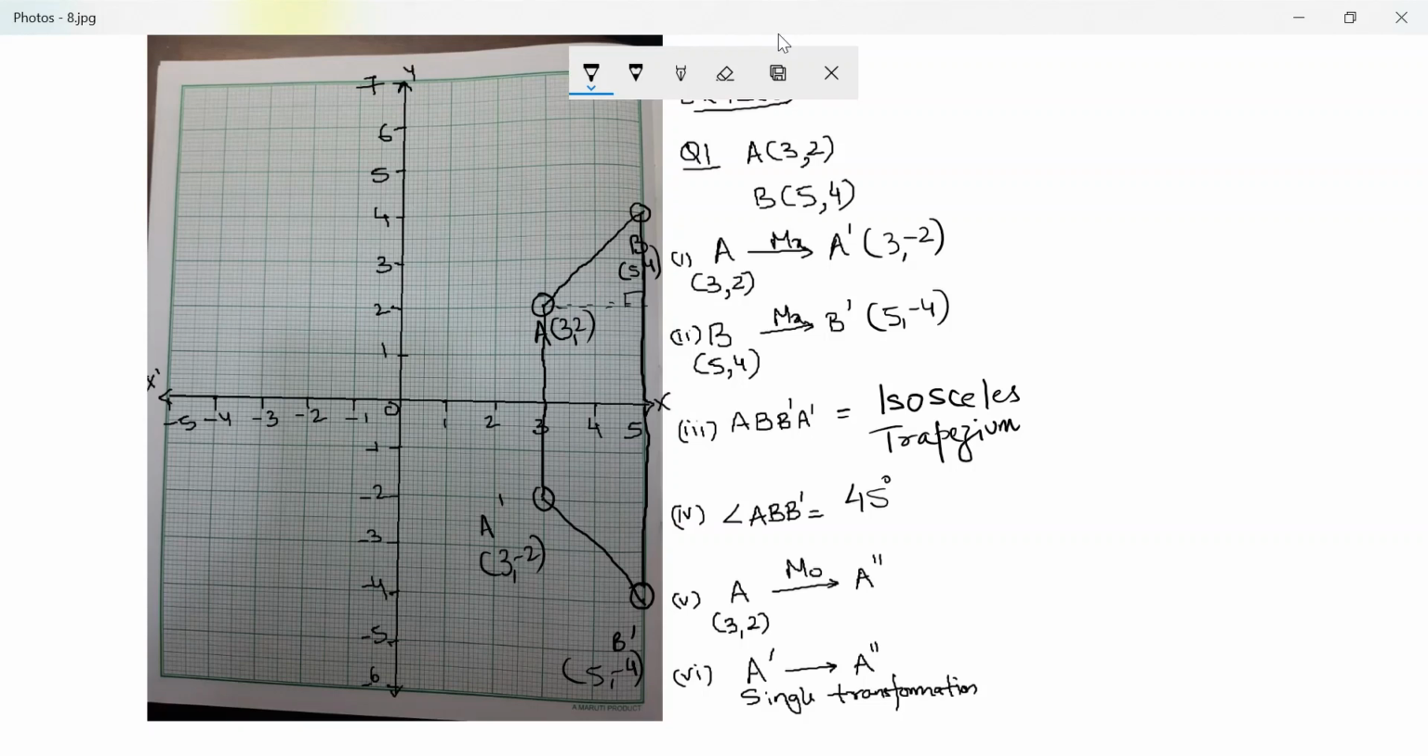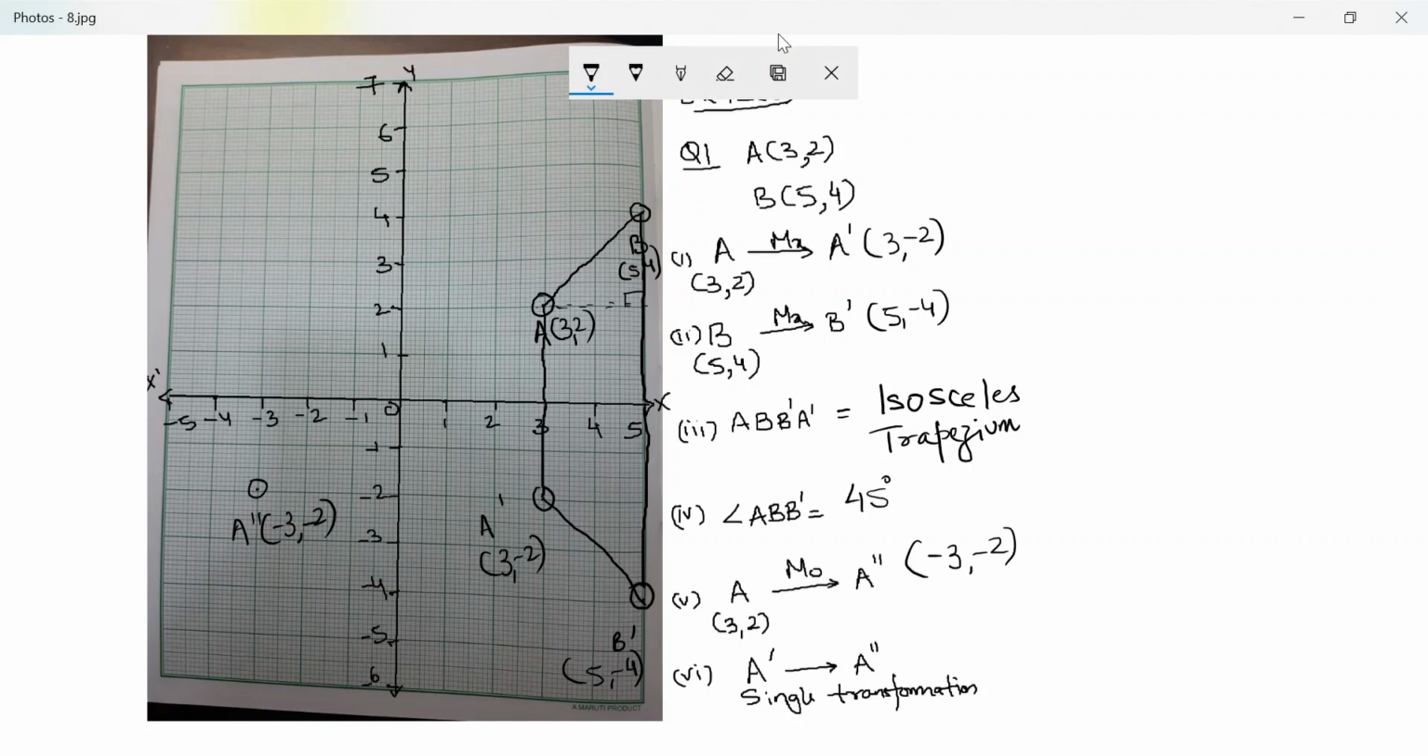Next, this is part 3 in your book. The image A'' of A when A is reflected in the origin. When A is reflected in the origin, the signs of both the x coordinate and the y coordinate will change, which means this will become (-3, -2). This is A'', which will be plotted here in case I have to plot it. This is (-3, -2).